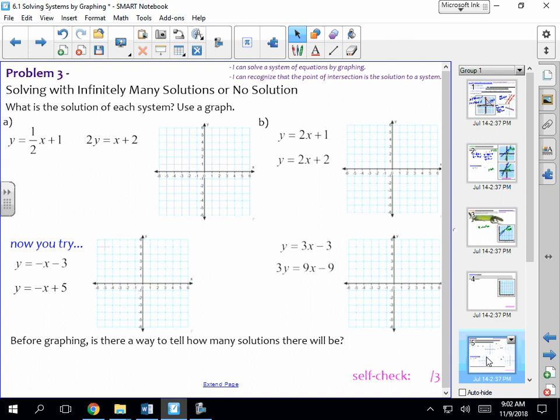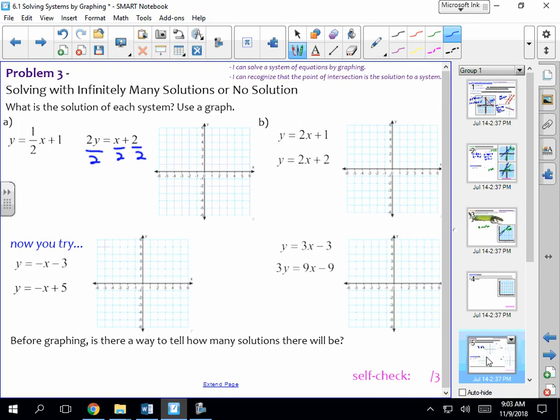Ew! That's not... All right. Yes. If they have the same slope, and yes, okay, guys. If they have the same slope, no, wait, that's fine.